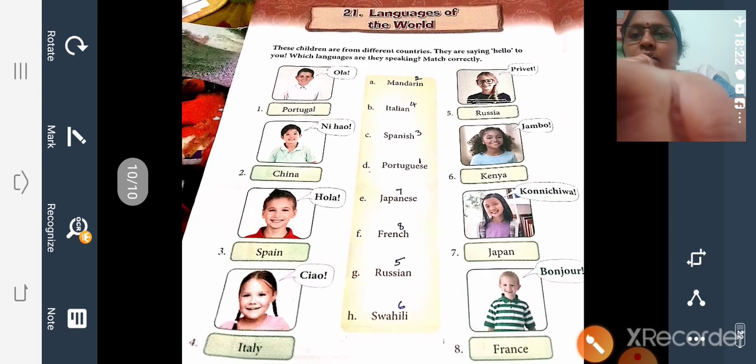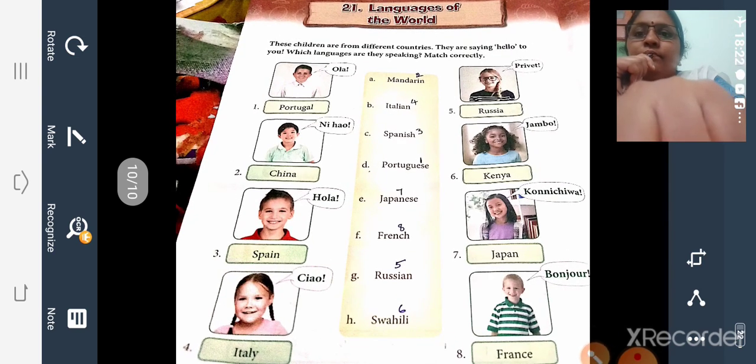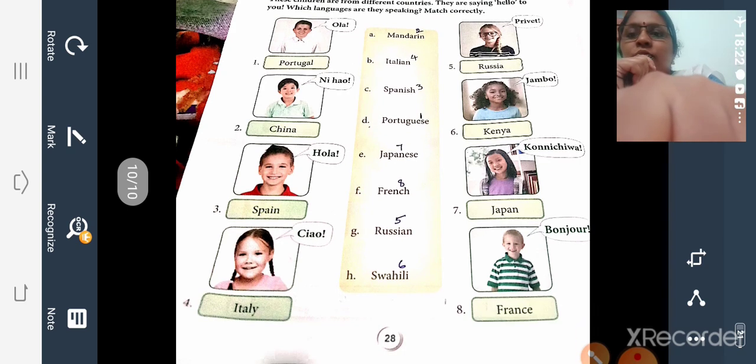I have marked all the languages here: hola, ni hao, then again hola, then ciao, then privet, then jambo, then konnichiwa, then bonjour. So match these in your textbook.